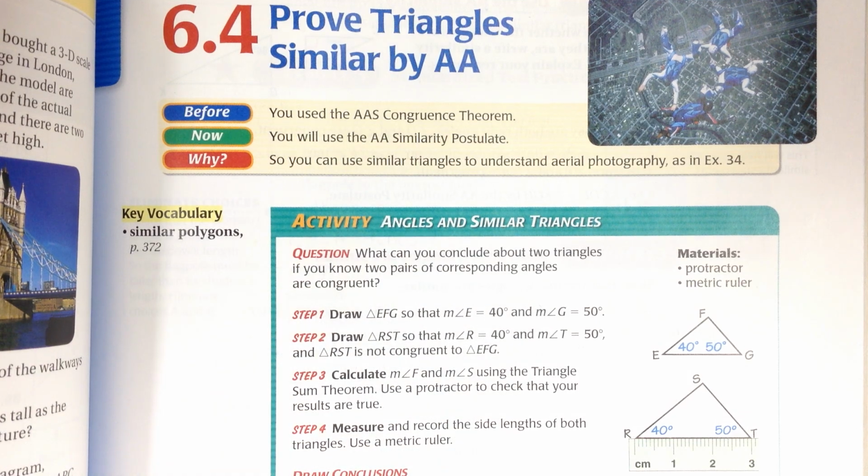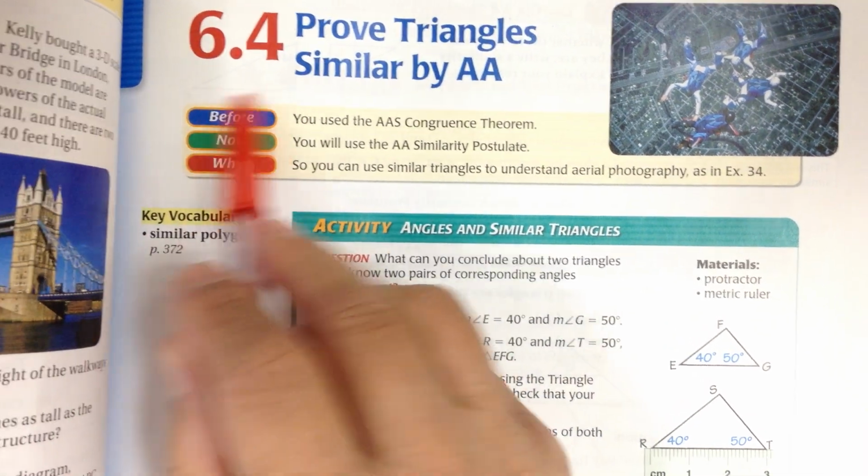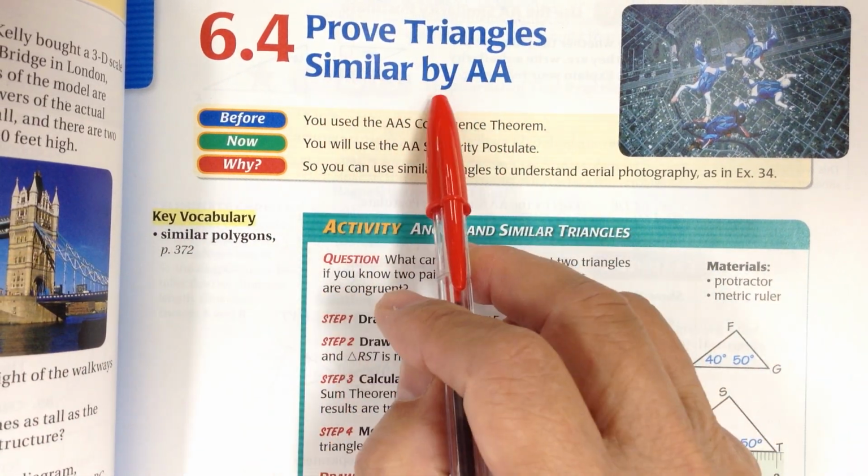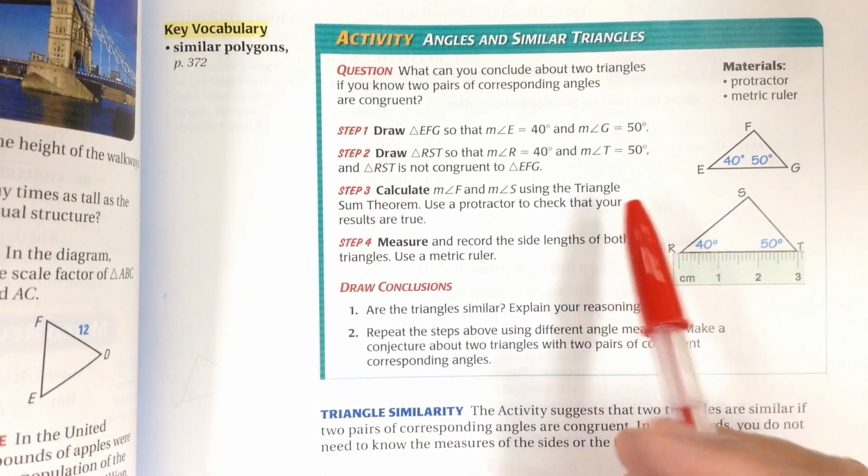Let's go to page 381. This is lesson 6.4. This lesson is to prove triangles similar by AA. Okay, so we're not going to do the activity. You can do it on your own.